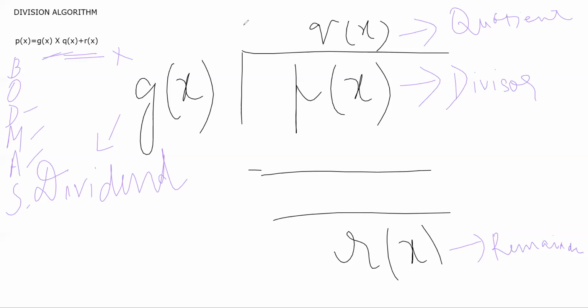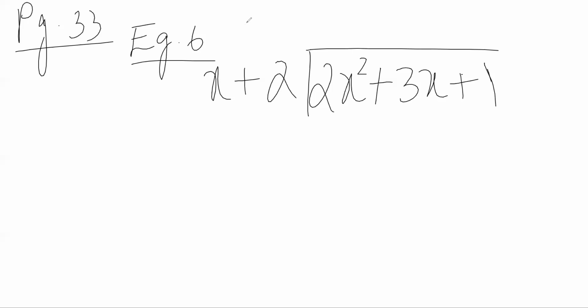Now we can move on to the example problems in your textbook. This is example 6 on page number 33 in your NCERT textbook. The question is very simple. Divide 2x square plus 3x plus 1 by x plus 2. You had already learned this kind of problems in class 8 and 9, but still for recalling, we can solve it. And I will tell how to complete this problem. That is very important in this problem. So now how will you proceed?